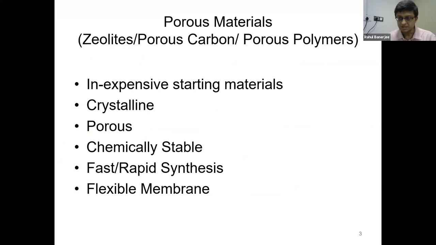If we think about the regular porous materials that we encounter every day, we would like to mention a few. For example, zeolites, porous carbon, porous polymers. If you look into their literature, you will see that these materials do have a common feature among them. They are inexpensive, they are crystalline, most of them, porous carbon, non-porous polymer is not so much. They are chemically stable, it's very important. And also you can make them very quickly and you can give them a lot of different shapes and sizes. So these are the commonalities that you see in these materials.